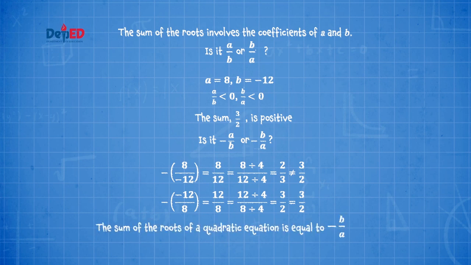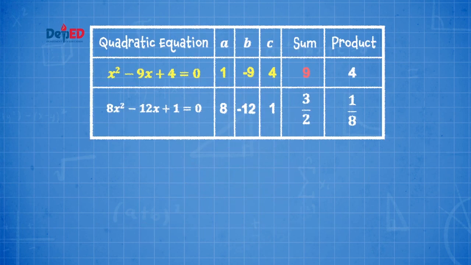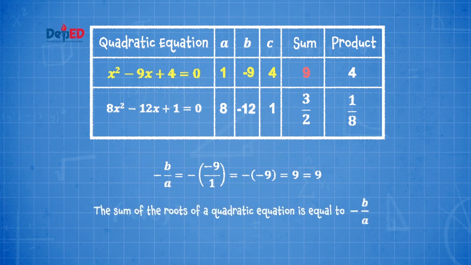Alright, so it appears that the sum of the roots of a quadratic equation is equal to the negative of b over a. Let's see if this applies to the first equation whose sum of roots is 9. Negative of b over a is equal to the negative of negative 9 over 1, which is equal to the negative of negative 9, which is equal to positive 9, and yes, equal to the indicated sum of the roots, which is 9. And so the rule applies. The sum of the roots of a quadratic equation is equal to negative of b over a.